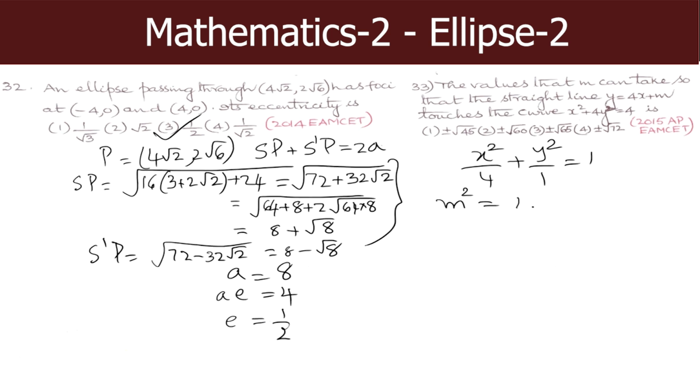4 times 4 square 16 plus b square 1. So, that is equal to 65. So, m equal to plus or minus the square root of 65. These are the two values of m for which y equal to 4x plus m is the tangent to the ellipse x square plus 4y square equal to 4. Okay. So, this is the third option.